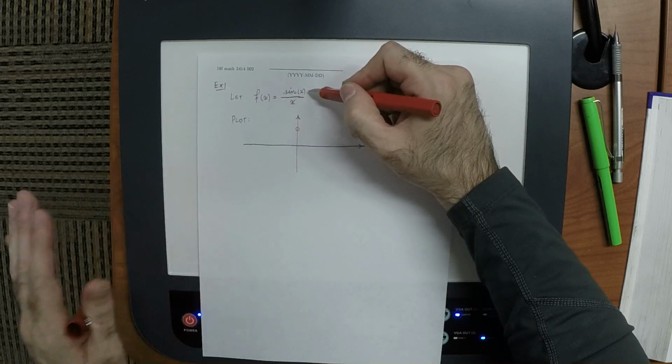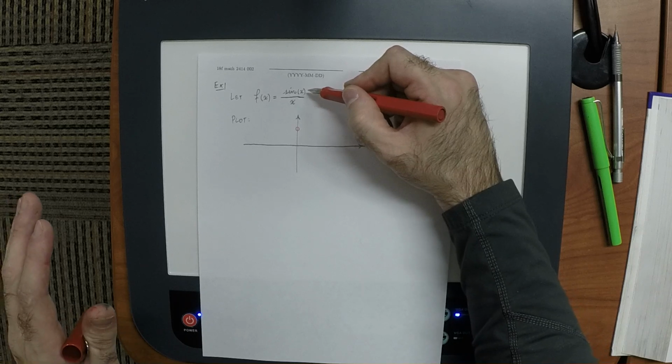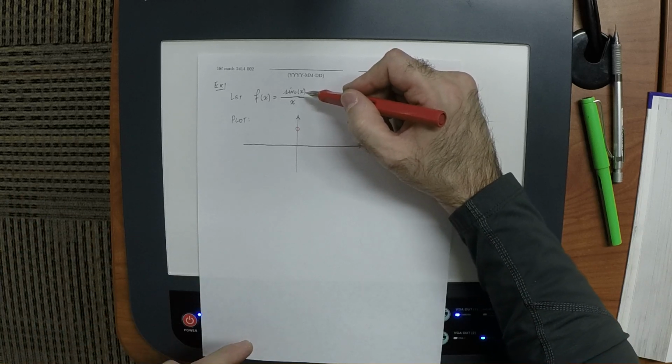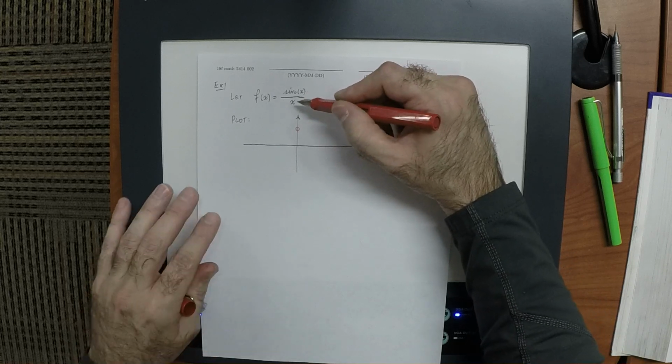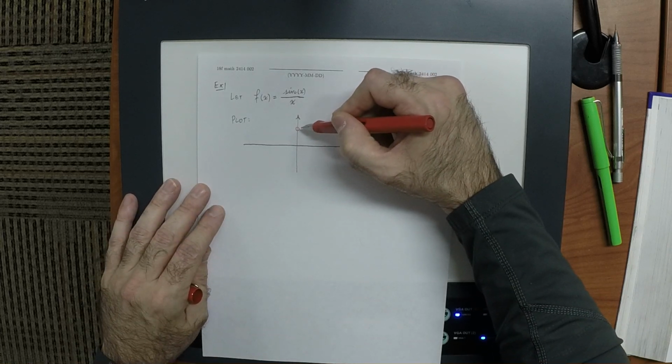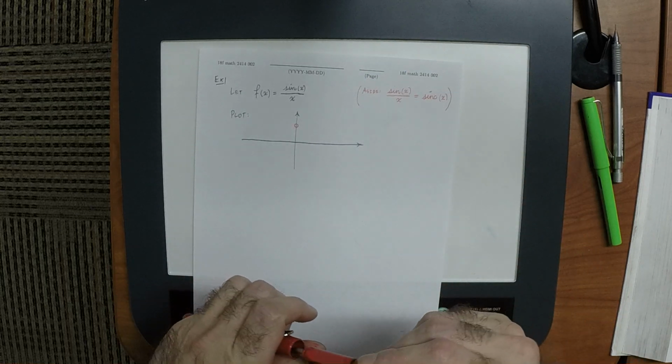It's wavy because sine is wavy, right? But what's the biggest that sine can ever be? 1. And what's the smallest that sine can ever be? -1. So what's going to happen is that it's going to be wavy from here, but it's going to diminish.